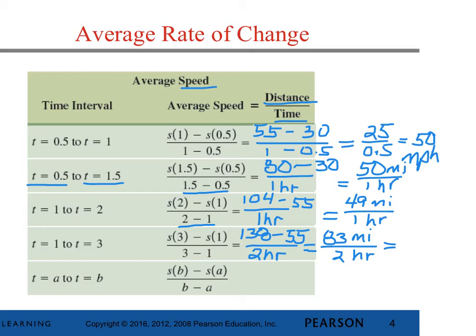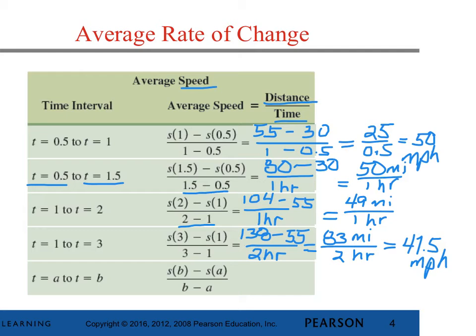And since 83 divided by 2 is 41.5, we had an average speed during that 2-hour time period of 41 miles per hour. And once again, that's the slope from the point 138 to the point 155.